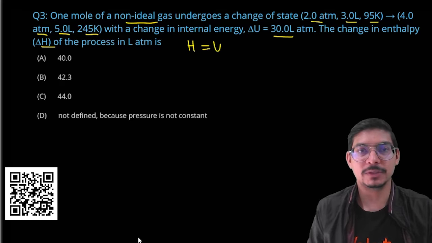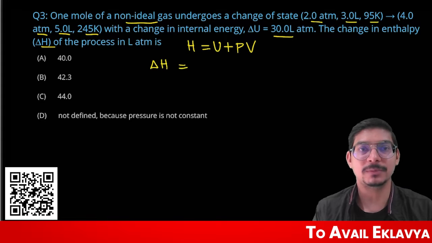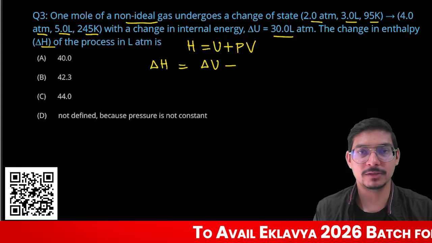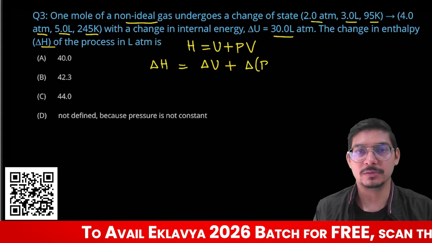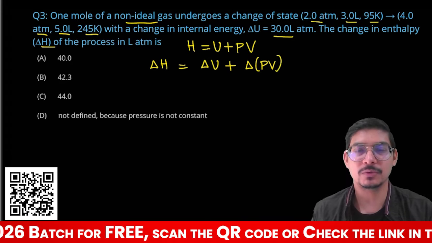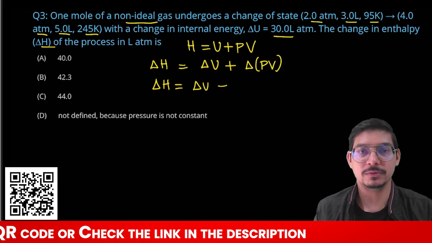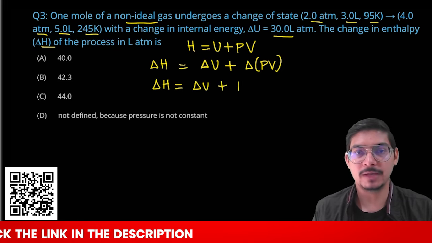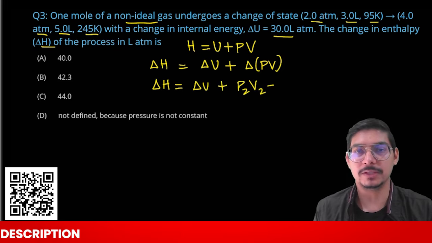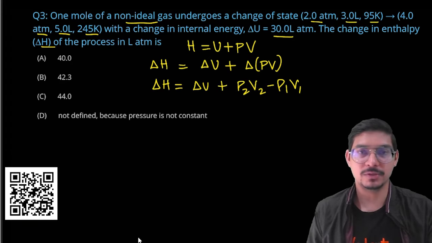Enthalpy is related to the internal energy by this formula. H is equal to U plus PV, or we can also write this as delta H, that is change in enthalpy, is equal to delta U, change in internal energy, plus change in pressure and volume. Because the substance is a non-ideal gas, we cannot use PV is equal to nRT here. So we will simply write delta H is equal to delta U plus delta of PV, which can be written as P2V2 minus P1V1, which is final pressure into final volume minus initial pressure into initial volume.